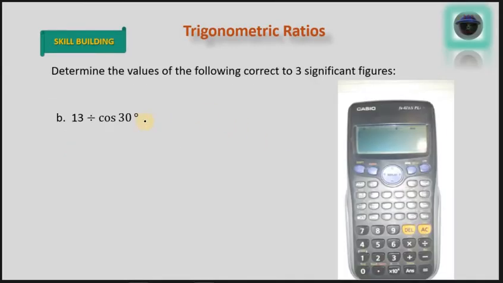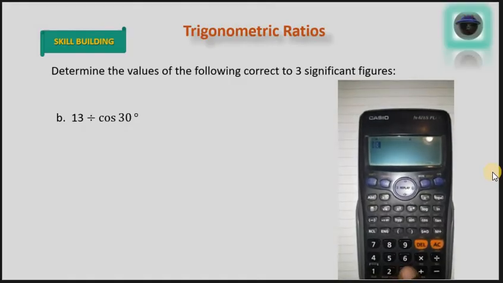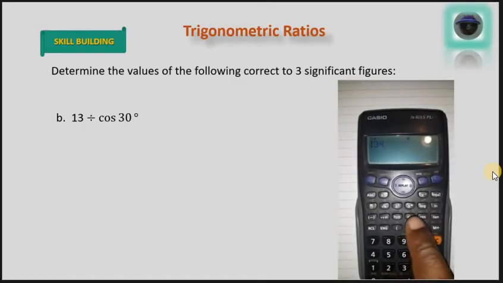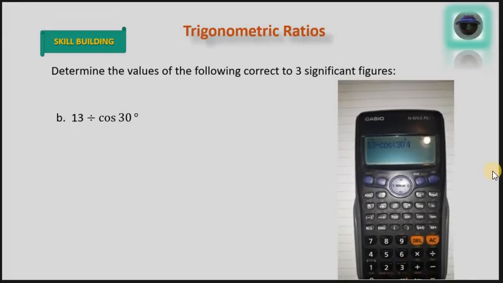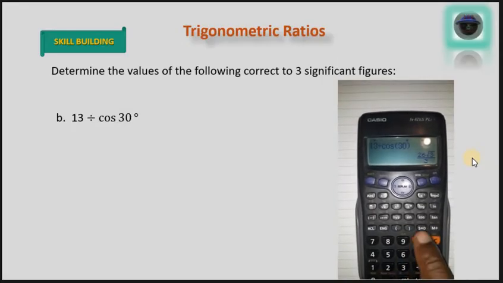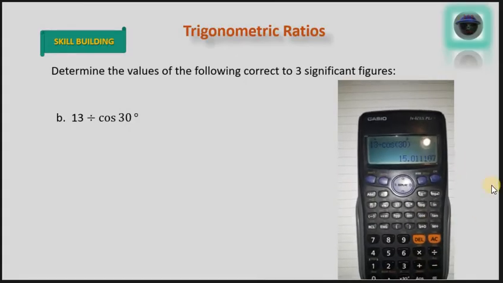Next, we're asked to do the same thing. Determine the value of the following correct to 3 significant figures. Using our calculator, let's see how we do this. We press 13 divided by, and then we press the cosine button. Enter the degrees, that is 30, close bracket. If you see a fraction button, you press the SD button, and that will give us 15.011107.